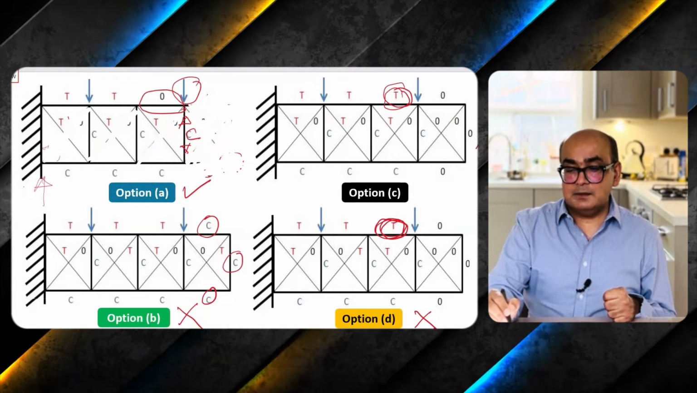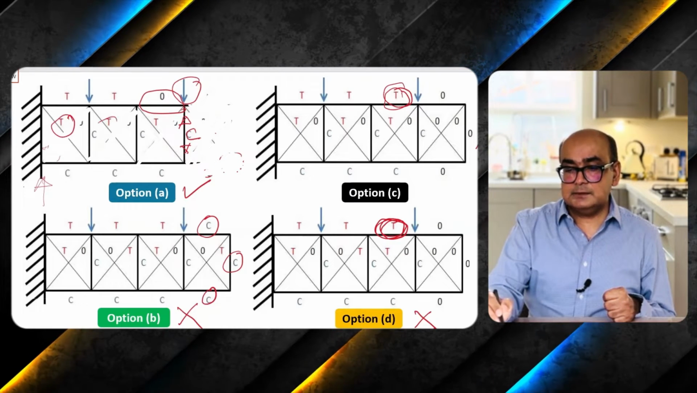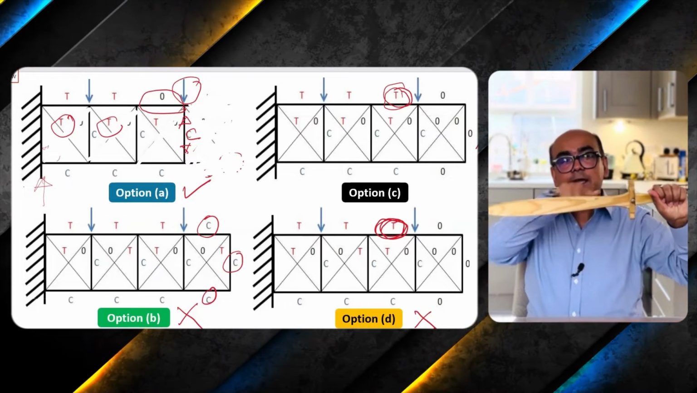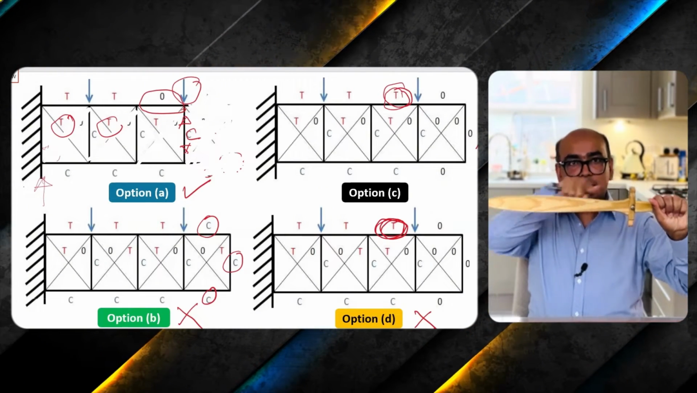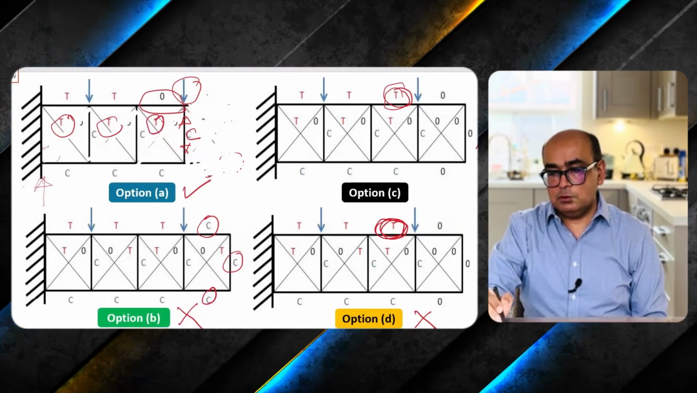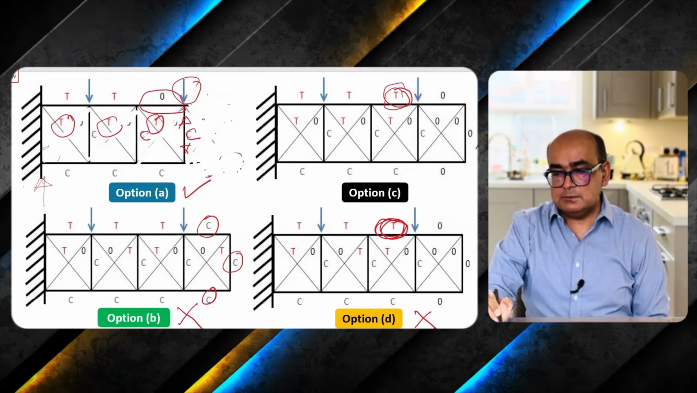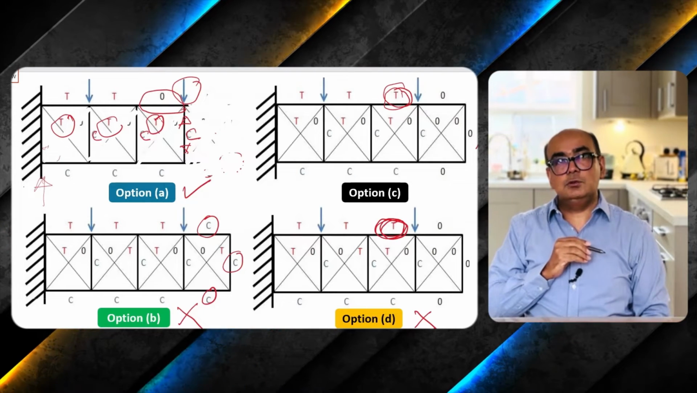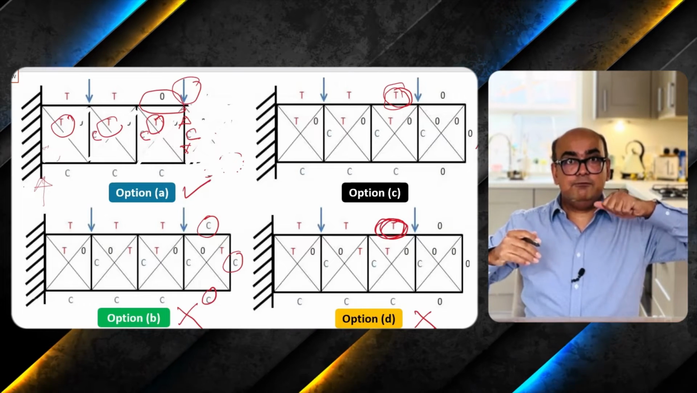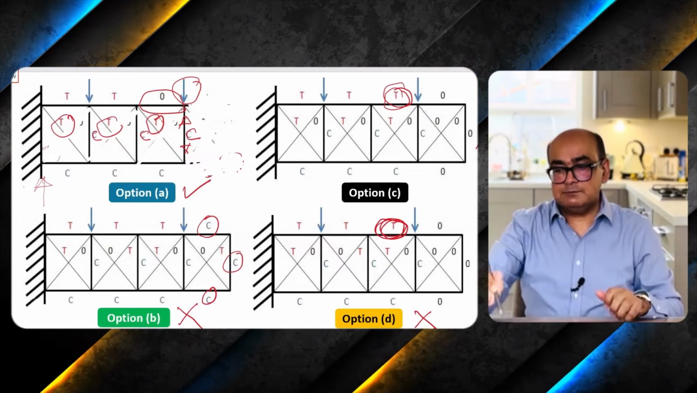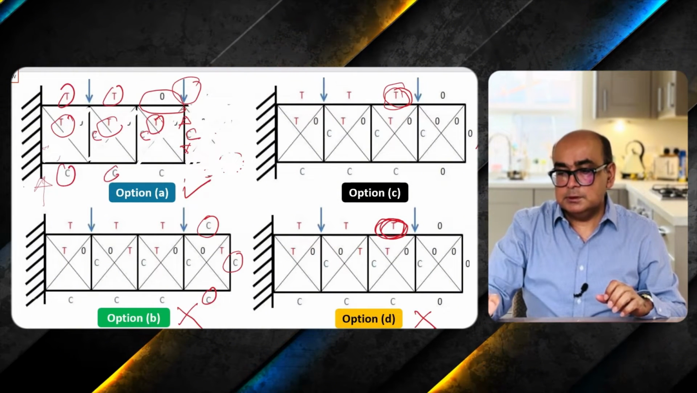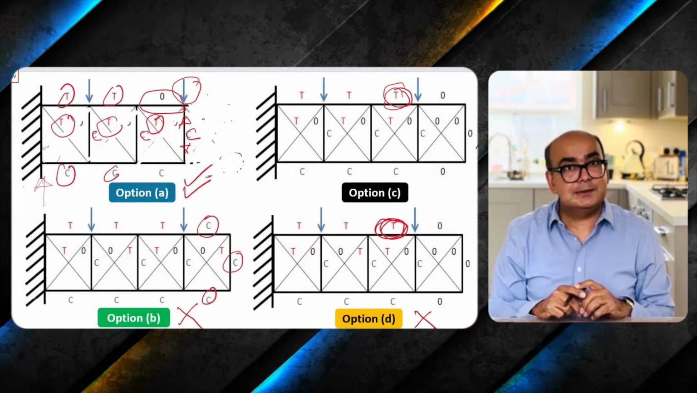These diagonals are taking tension, because if you imagine you are applying loading over here, the diagonals which are attached like this will experience tension. So that's why we have tension in all of these. We will have compression in verticals because vertical load is applied, and we will have tension at the top and compression at the bottom because it's a fixed beam. In a fixed beam, we'll always have tension at top and compression at bottom. So that's the reason option A is correct.